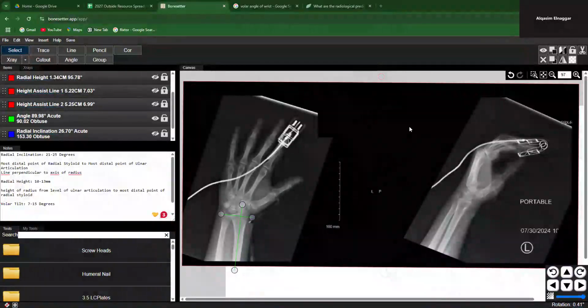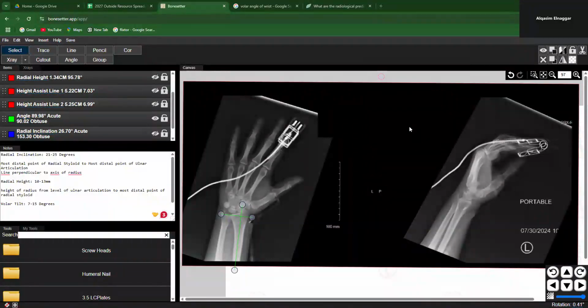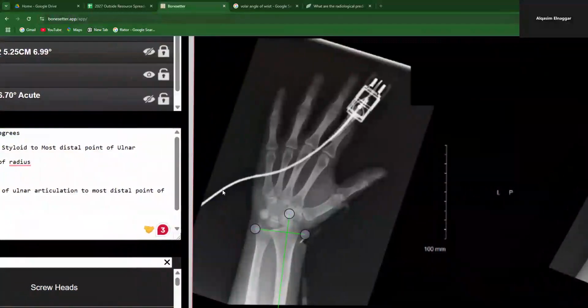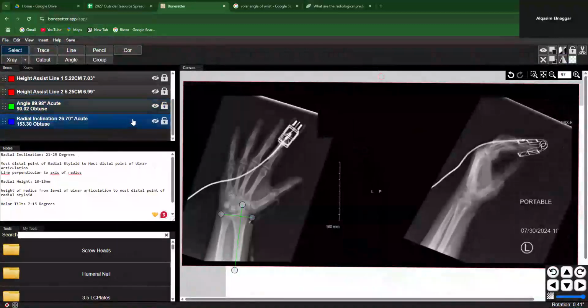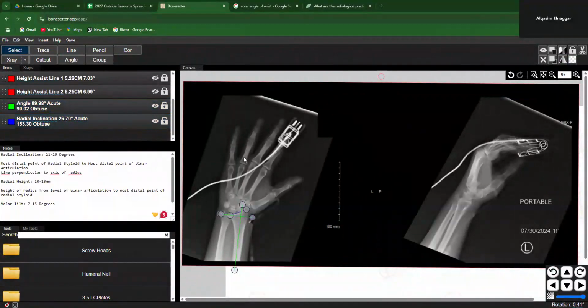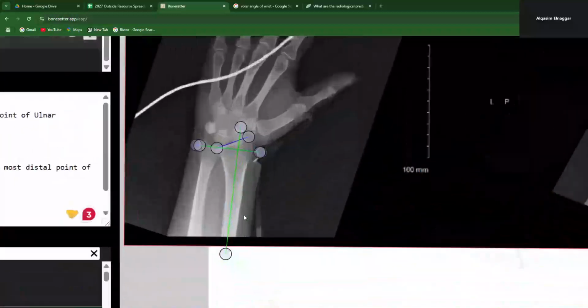Today I'm going to explain three key measurements related to the anatomy of the wrist: radial inclination, radial height, and volar tilt. These measurements are crucial in understanding wrist alignment, particularly in the context of surgical outcomes and fractures. I'll also show how each measurement is taken and why they matter. So first, let's talk about radial inclination.